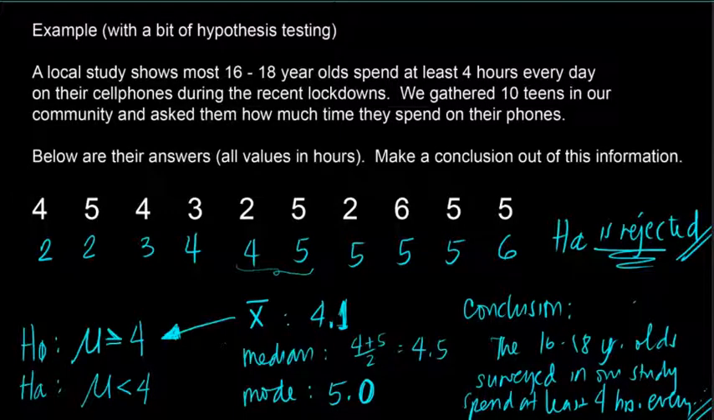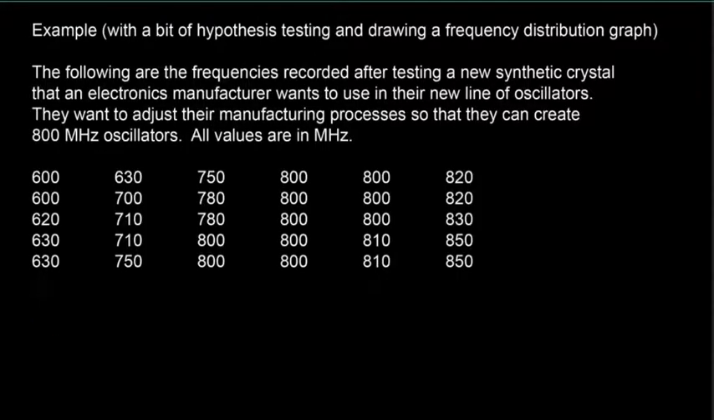Okay? So, that's how we do the hypothesis testing. But once again, measures of central tendency is not an accurate way to measure data. That's why we have measures of dispersion, which we will talk about soon enough. Okay? Let's move to another example, this time with histograms. So, an example with a bit of hypothesis testing and drawing a frequency distribution graph.